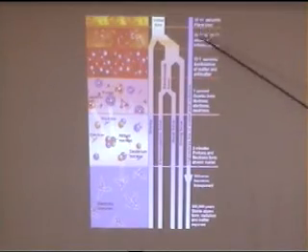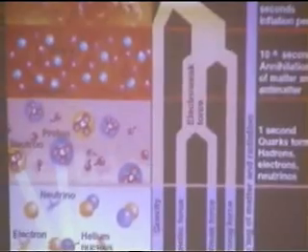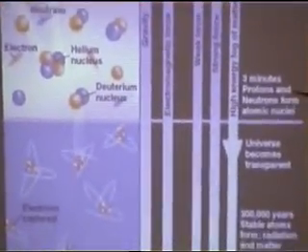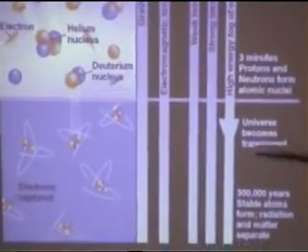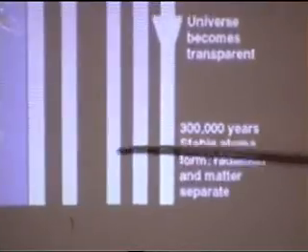The time here, the Planck time, inflation, annihilation of matter and antimatter. Quarks form hadrons. There are electrons and neutrinos here. 3 minutes, when nuclear synthesis takes place. Protons and neutrons form atomic nuclei. The universe becomes transparent, and here stable atoms form, radiation and matter separate, and then you get stars and galaxies.